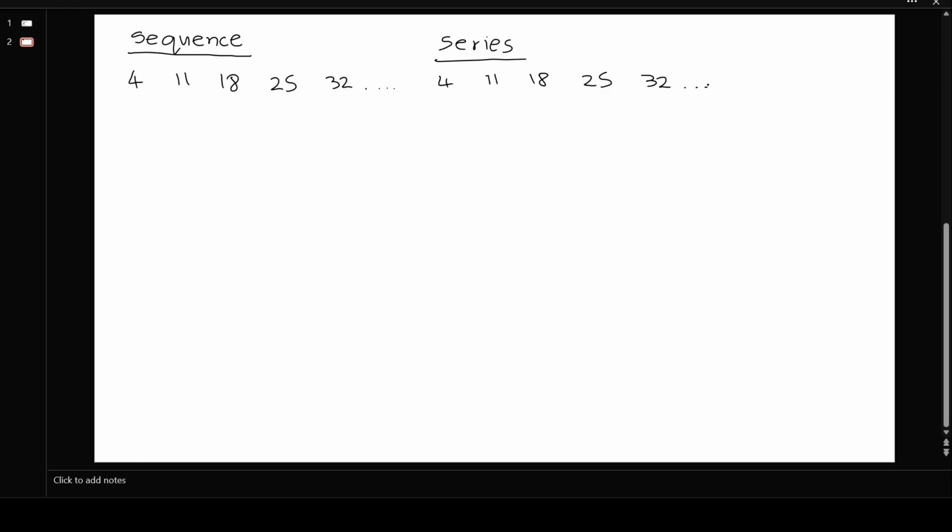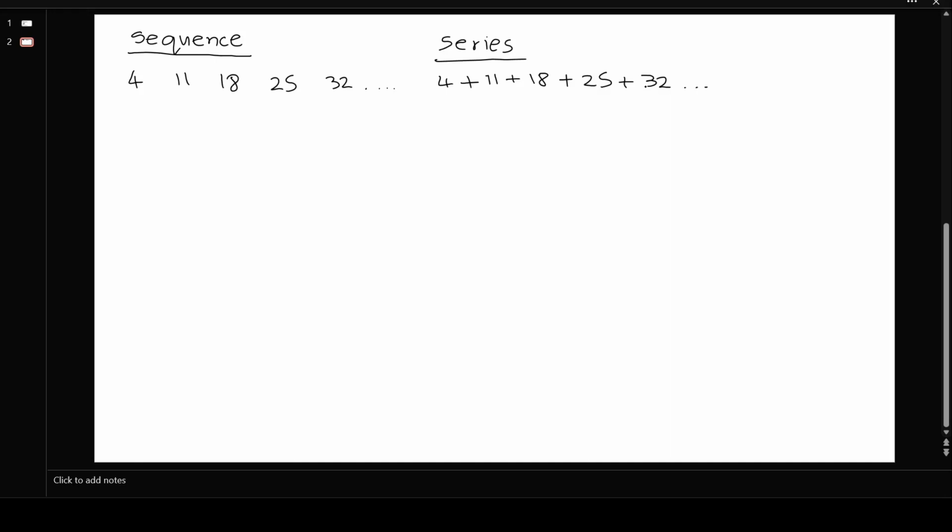Now, so far they look the same. It's just a bunch of numbers in a row. The only difference is with sequences, we just look at the numbers and that's about it. With series, we actually take those numbers and we add them together. That's the only difference. Okay? So in a series, you're adding them together. In a sequence, you're not. That's all it is.